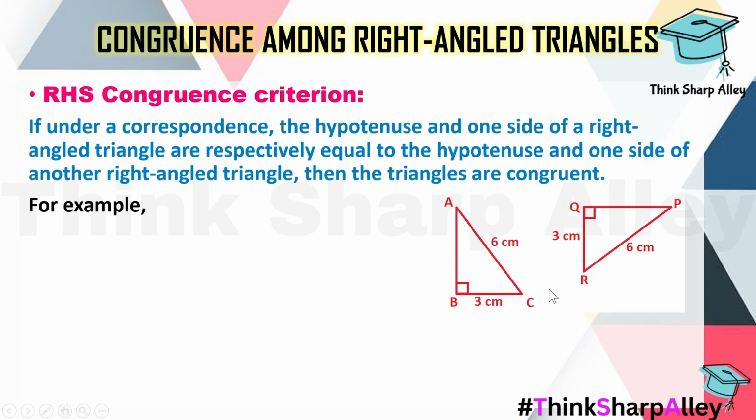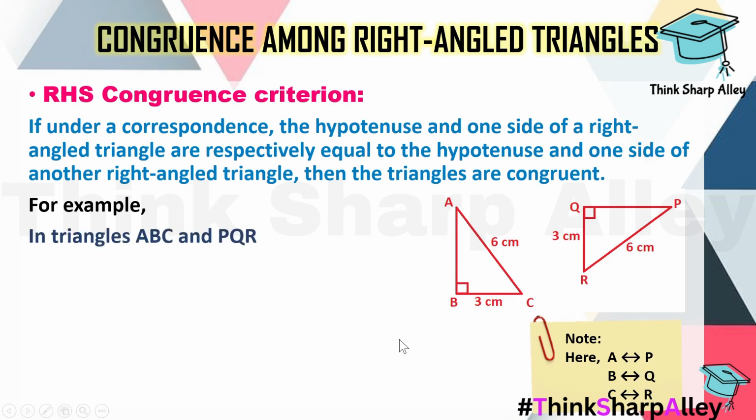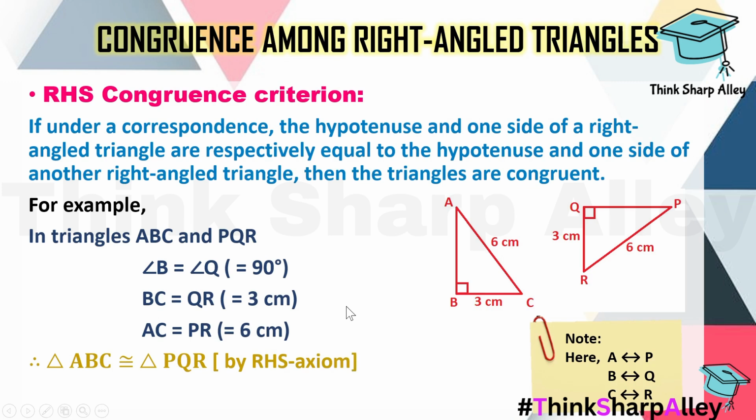Now let's have a look at the correspondence. Obviously, if angle B is corresponding to angle Q, 90 degree marked, then we have A. A is between the right angle and the 6 centimeter side. So between the right angle and 6 centimeter, we have P. So A is corresponding to P, and the remaining side C is corresponding to R. So here the triangles' names are ABC and PQR. We note the three equal parts, and hence triangle ABC and triangle PQR are congruent by RHS axiom.